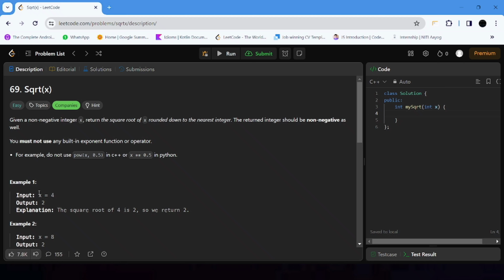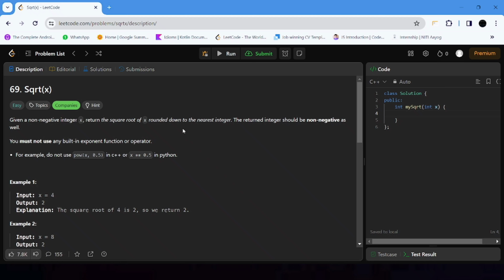In the example, our x is 4. We know that 4 is a perfect square, with root 2. Therefore, we have written 2 here. But what if our x is equal to minus 4? It will give us imaginary results, which are minus 2i and plus 2i. Therefore, minus 4 cannot be put in our input. And here it is given that we want to return the nearest integer.